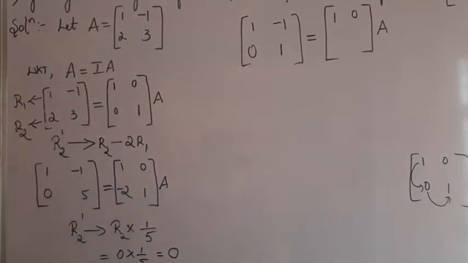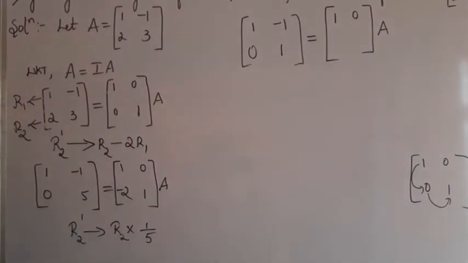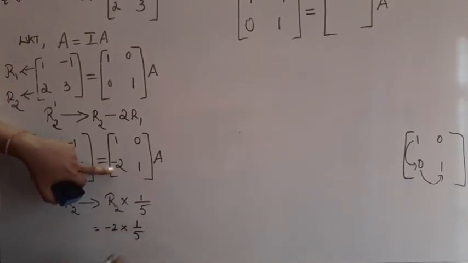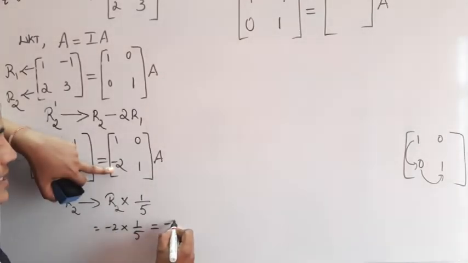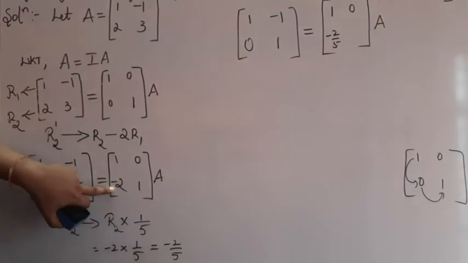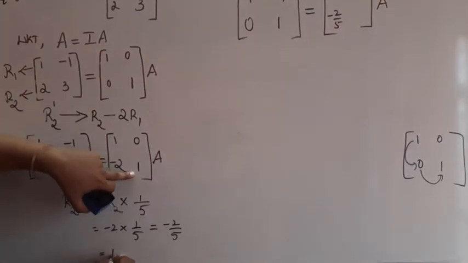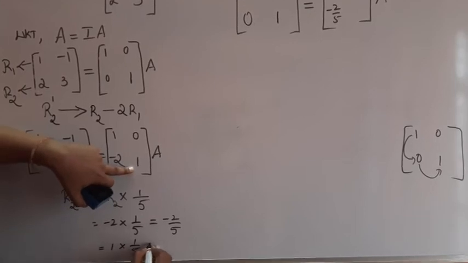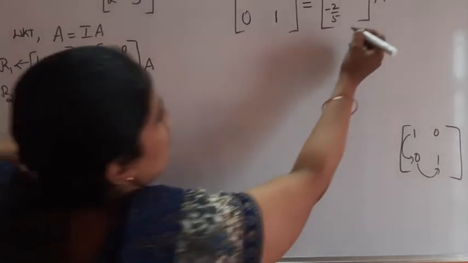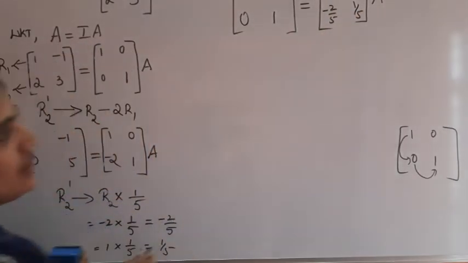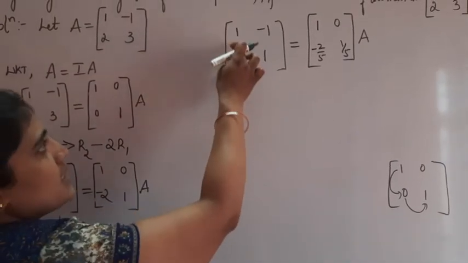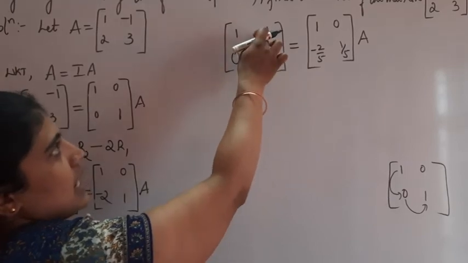Okay, so if we apply for the right side, see here, what is R2? R2 is minus 2 into 1 by 5. So minus 2 into 1 is minus 2 by 5. So here we are getting minus 2 by 5. Okay, so what is next R2? It is 1. 1 into 1 by 5 is a constant. So here 1 into 1 by 5 is 1 by 5. So here we are getting 1 by 5. So here we can observe that the elements are reduced to 1, 0, 1. Here there is only one last element.